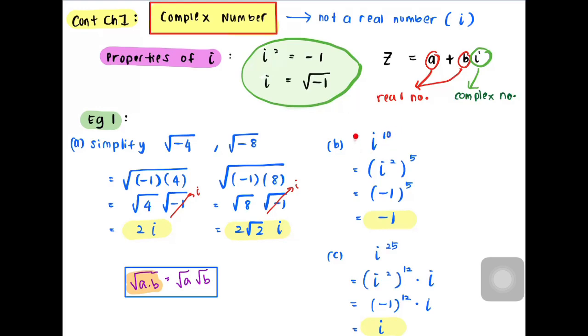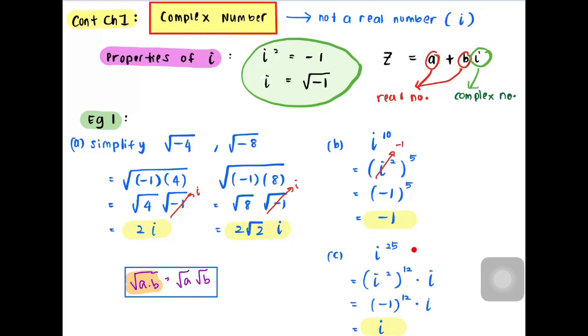Let's see here, i to the power of 10. How should we simplify this? We know that i squared is equal to minus 1. So let's change the power here to become 2, and then you need to multiply 5 outside. So in the middle here, this is now minus 1. So minus 1 to the power of 5. 5 is an odd number. Therefore, the answer is minus 1. If it is an even number, then the minus will disappear.